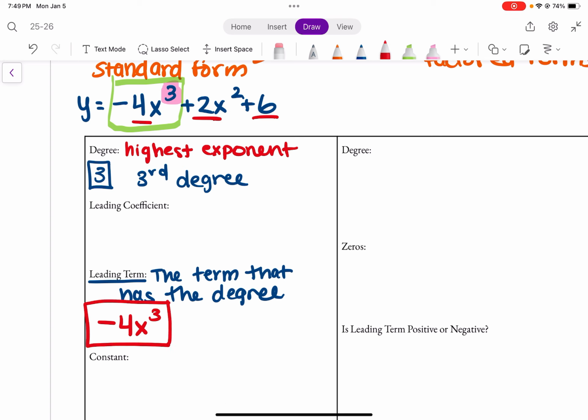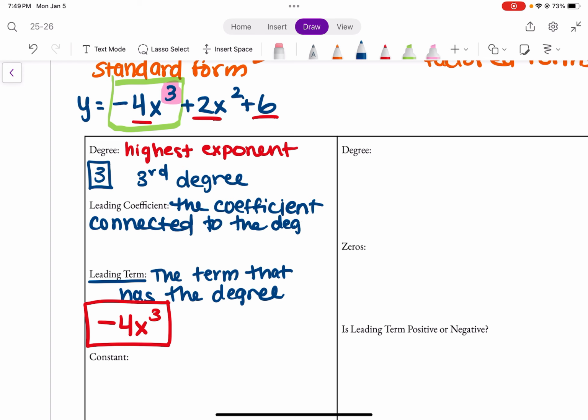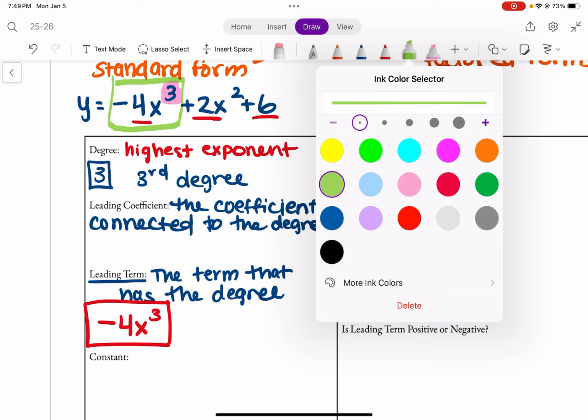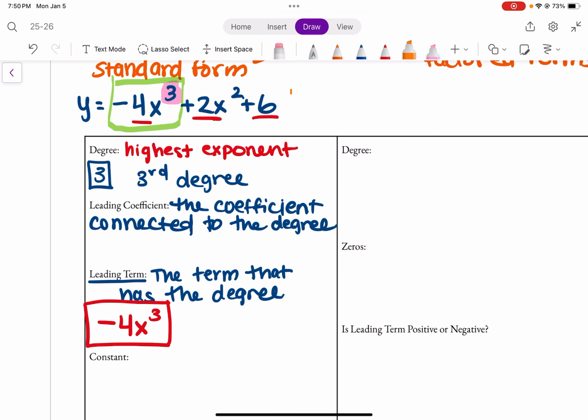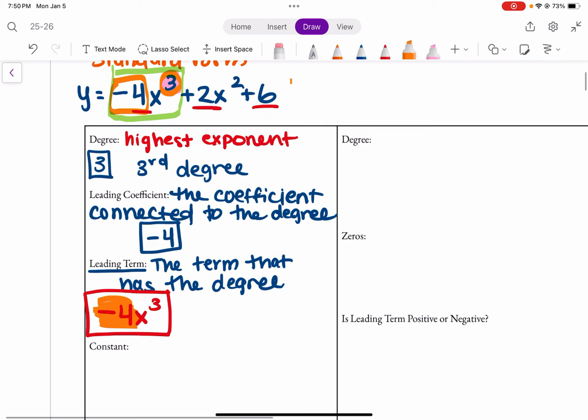And then we can break it down even further, and we can talk about the leading coefficient. So the leading coefficient is the coefficient, right? Coefficient is just a number. So it's the coefficient connected to the degree. So in this case, the coefficient connected to this degree of 3 is this negative 4. So our leading coefficient is just negative 4. It is the coefficient in the leading term, okay?